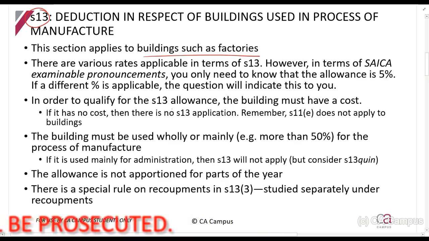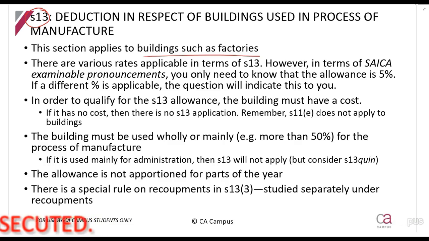Now, guys, there's all sorts of different rules in section 13, different rates, 2%, 10%, and so forth. Please note, per your Psycho ITC exam pronouncement, you are only required to know the 5% rule. Right, if they want you to use a different rate, they will tell you that this building qualifies for the 2% or 10% rule, whatever the case might be.